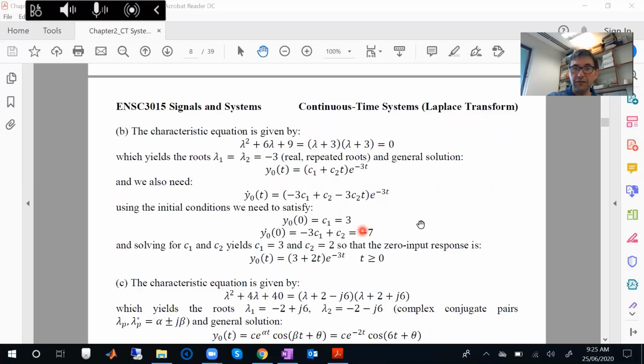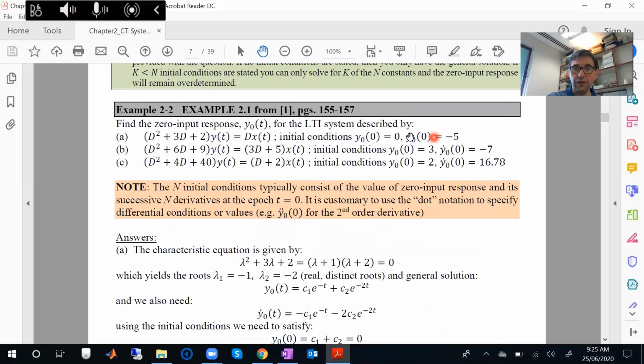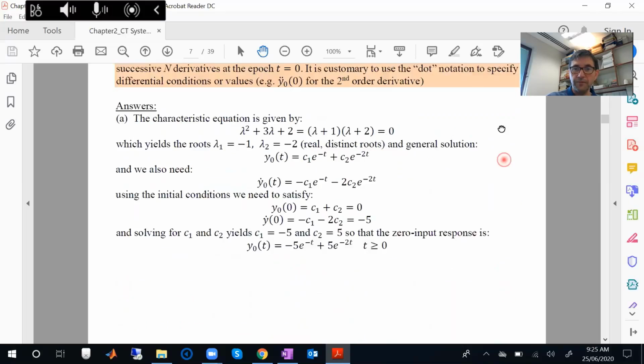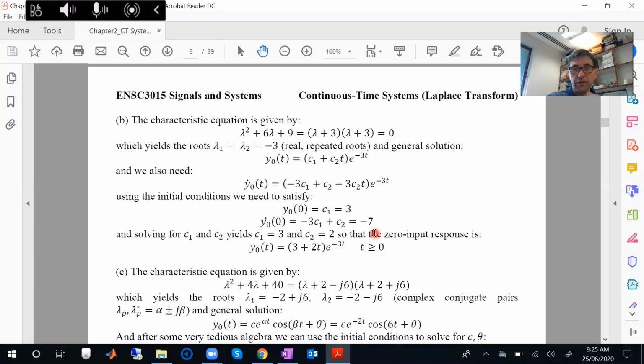The 3 and the negative 7 are, of course, the initial conditions. We have to go back and see what they are. It's these guys here. So 3 and 7. We solve, once again, in fact, this one's even easy to solve because of this, and we end up with that as our solution. Great.